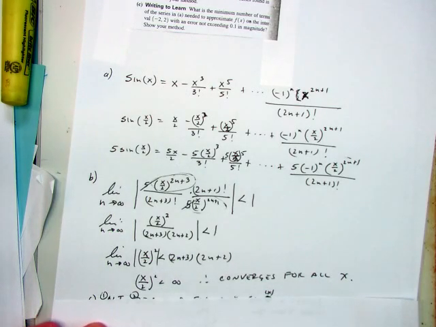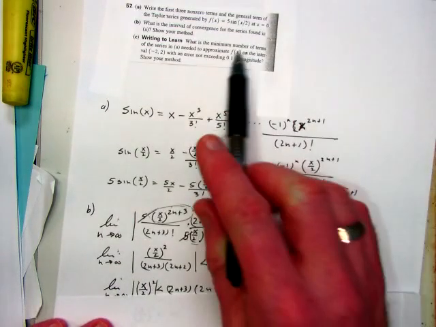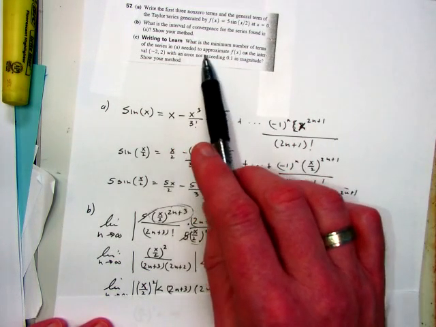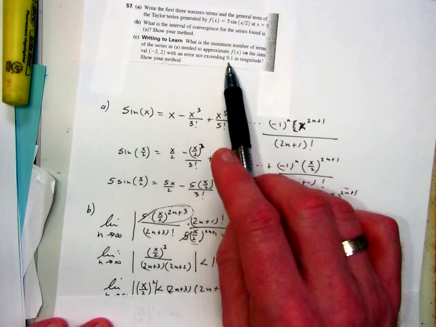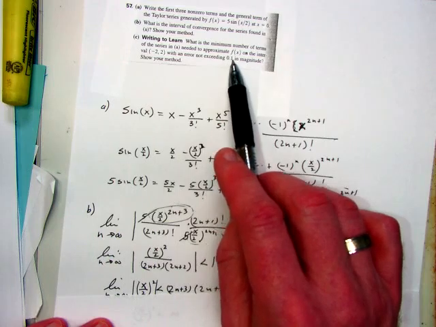And the last one was C. It says, what is the minimum number of terms this series needs to approximate f of x on this interval with an error not exceeding 0.01 in magnitude? So really, we're trying to find the error and keeping it less than 0.01. We need to figure out how many terms.